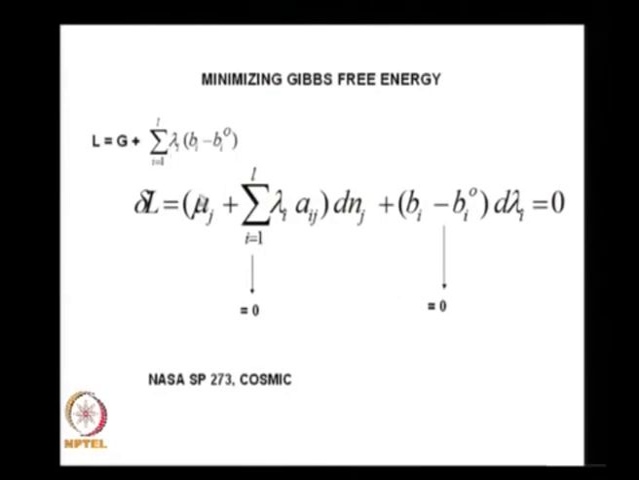G is equal to this plus this, therefore dL is equal to, I differentiate with respect to Nj, and I get mu j plus summation over lambda i Aij dNj, plus the product minus the initial reactant into d lambda i. The differentiation of the moles of the products cannot be 0, and the Lagrangian multiplier is a free multiplier, it cannot be 0, and therefore we get this equal to 0 and this equal to 0. We get a set of 4 equations which we solve, and that gives me the values of B1, B2, B3, B4.